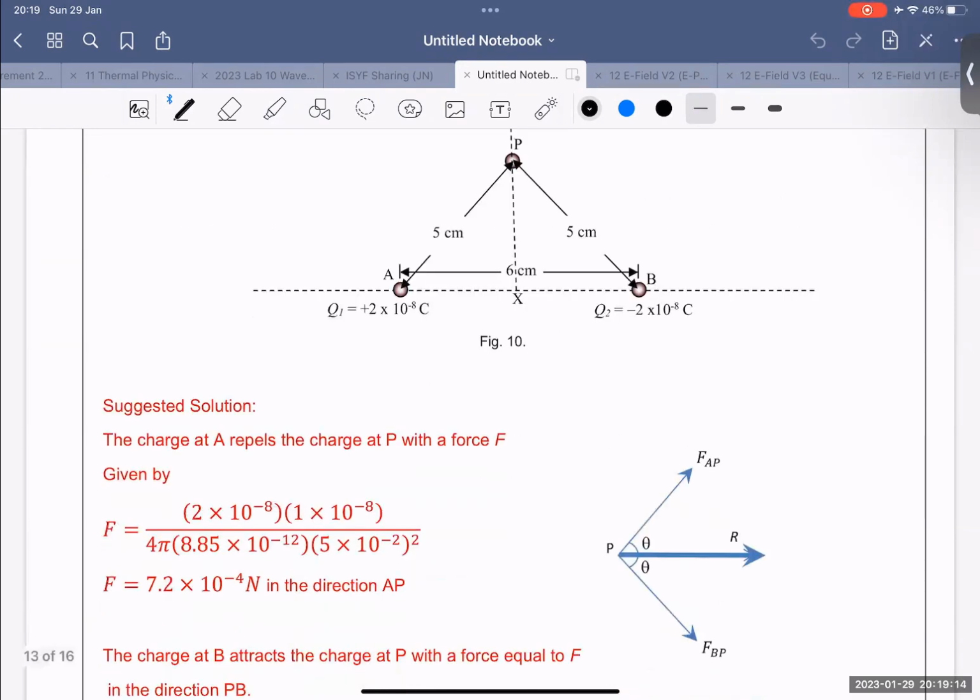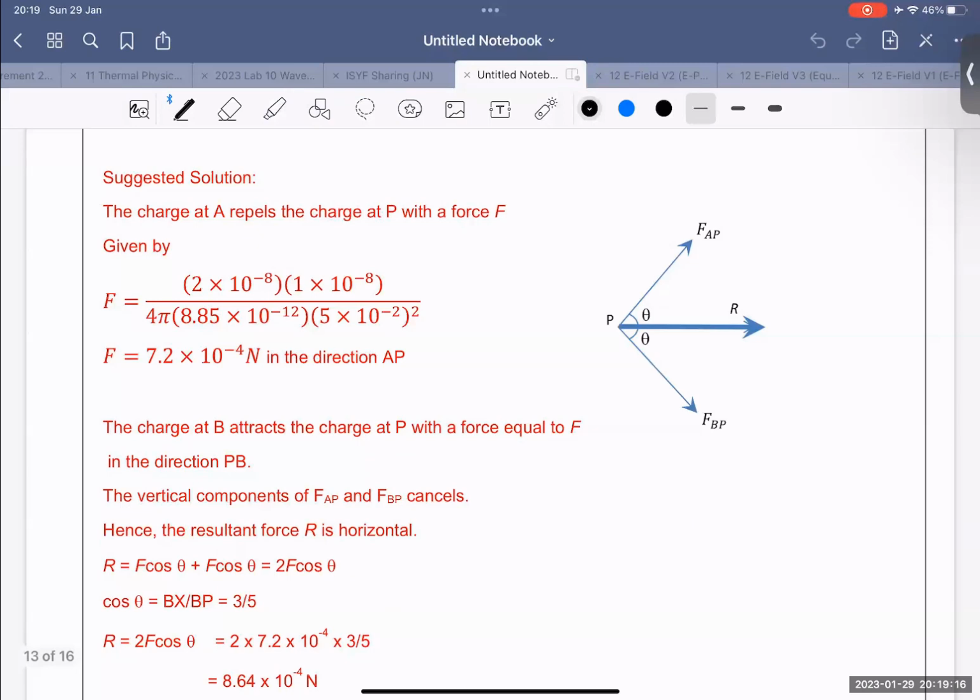The charge at A repels the charge at P with a force F given by F equals Q Q over 4 pi epsilon 0 R squared. So F will be 7.2 times 10 to the power minus 4 Newton. The direction is along AP. The charge at B attracts the charge at P with a force equal to F in the direction of PB.